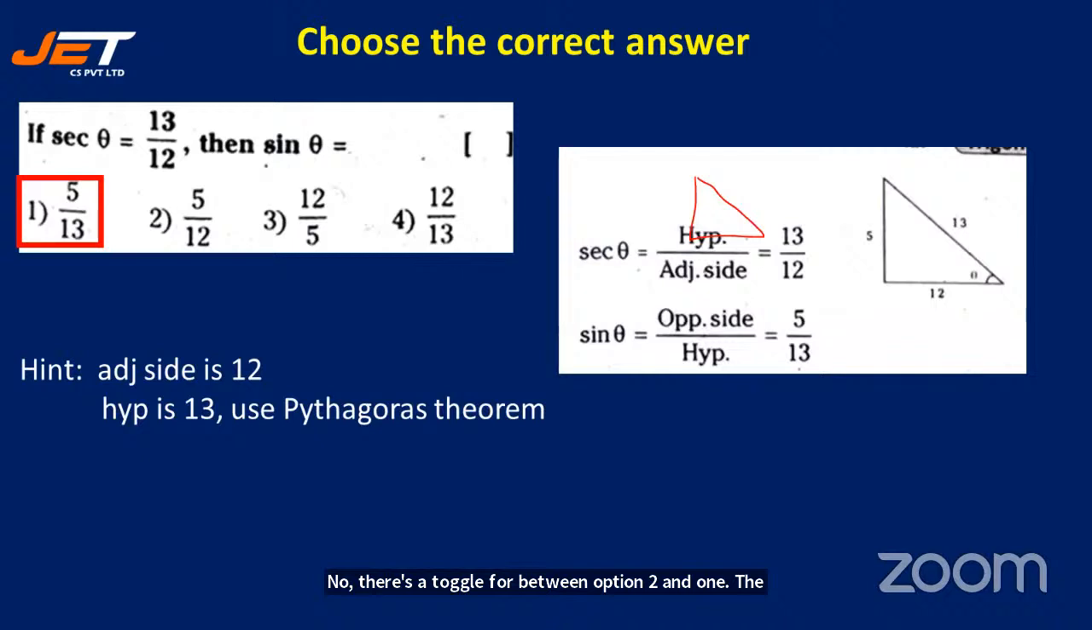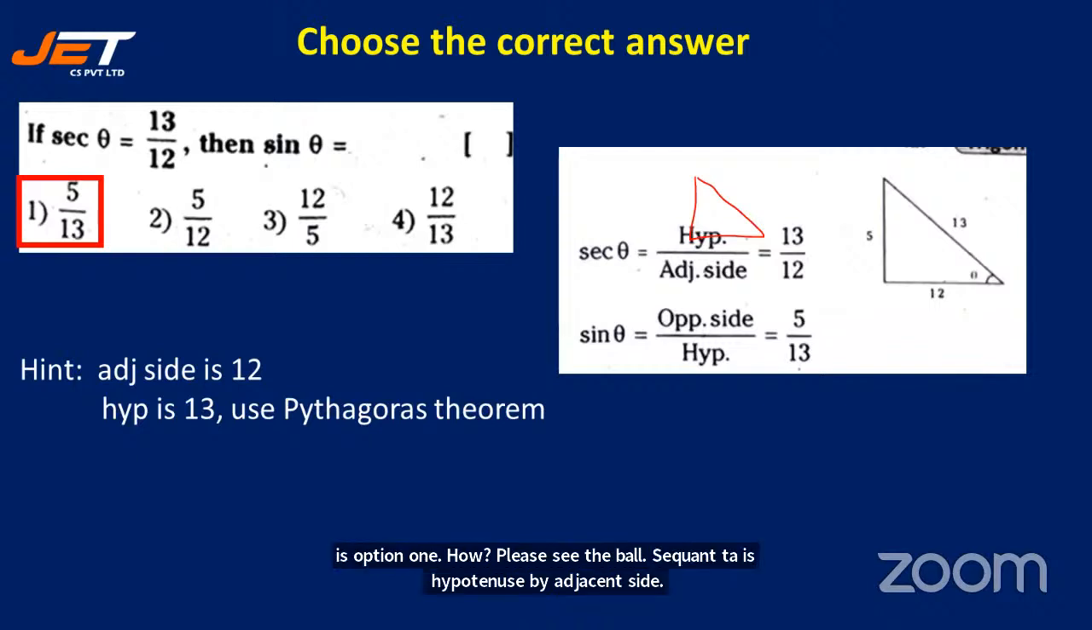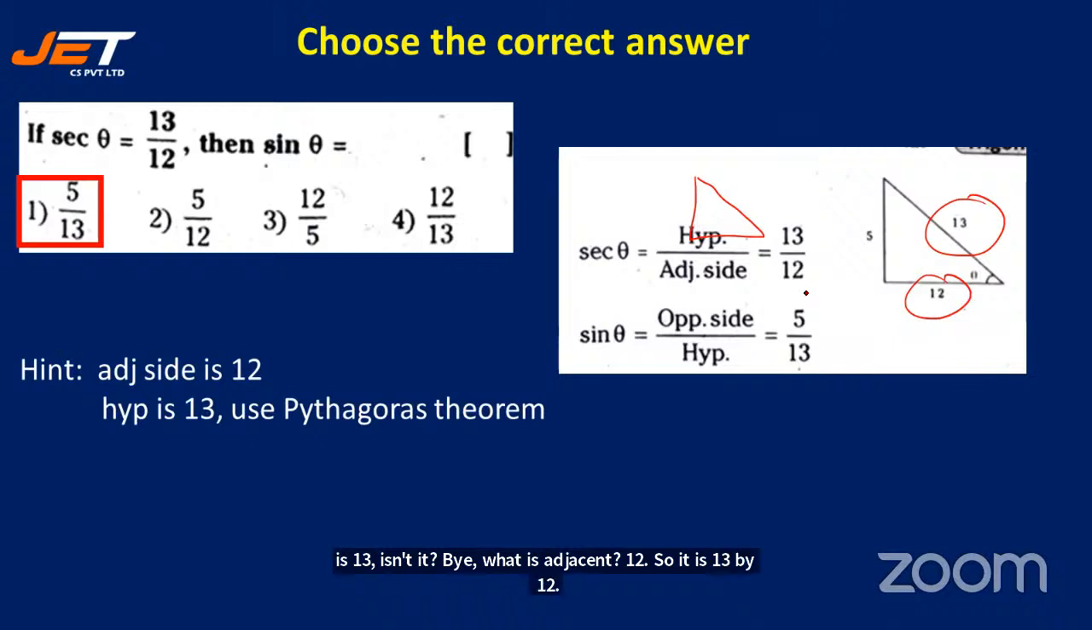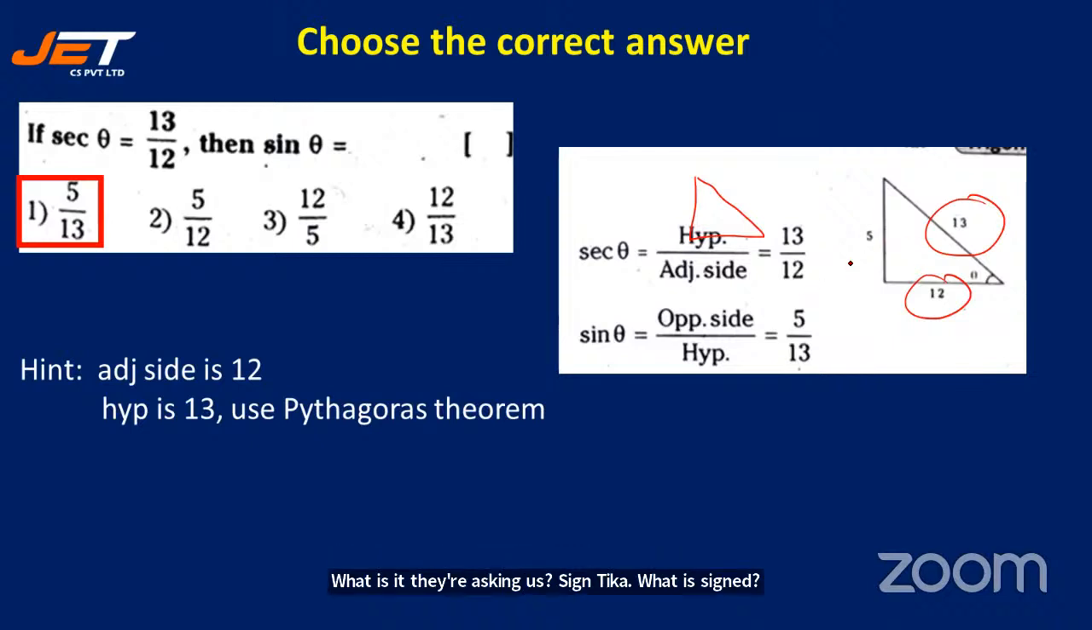Please see the board. Secant theta is hypotenuse by adjacent side, so you should know that first. What is the hypotenuse here? It is 13, and the adjacent is 12, so it is 13 by 12. What are they asking us? Sin theta. What is the sin theta formula? Opposite side by hypotenuse. How do you find the opposite side? Using the Pythagoras theorem: A square plus B square is equal to C square. That is how you arrive at 5. So it is 5 by 13. Please don't have confusions. You should know these formulas.